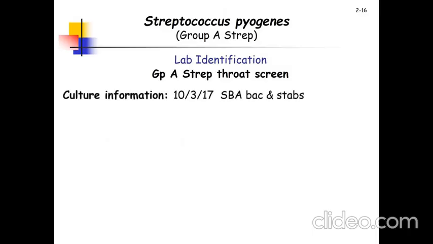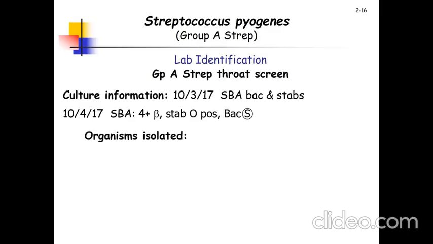So on the culture report form, whoever sets this up initially, if it's processing, you would want to record the date you set it up, and you'd write it as an SBA, bacitracin, and stabs, so SBA and stabs. You'd come in the next day, so in this example it's been 10/3/17, 10/4/17. You look at the SBA plate, and you're looking for those three things. So you're just going to record those three things. You have 4+ beta, STAB O positive, bacitracin susceptible. So you would then write out the organism isolated as 4+ Streptococcus pyogenes or 4+ group A strep.